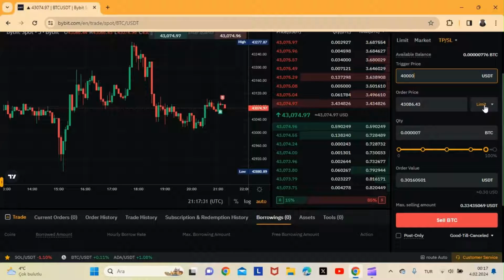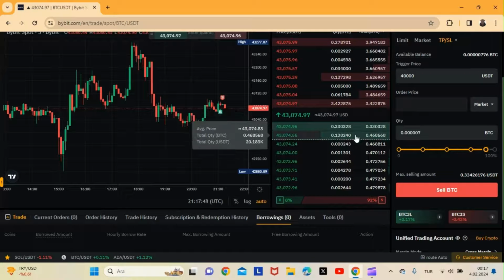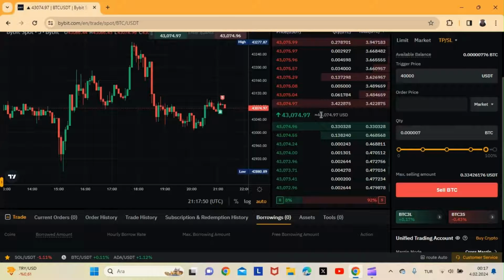So one thing I forgot to mention is make sure whenever you place this TP and SL order, always change this to Market. Okay? Always change this to market, and you select the amount. So now you are saying you are willing to accept the loss. You purchase Bitcoin at 43,000, but if the price keeps dropping and it reaches $40,000, then you want to sell your Bitcoin and take the little cash instead of losing your entire Bitcoin.